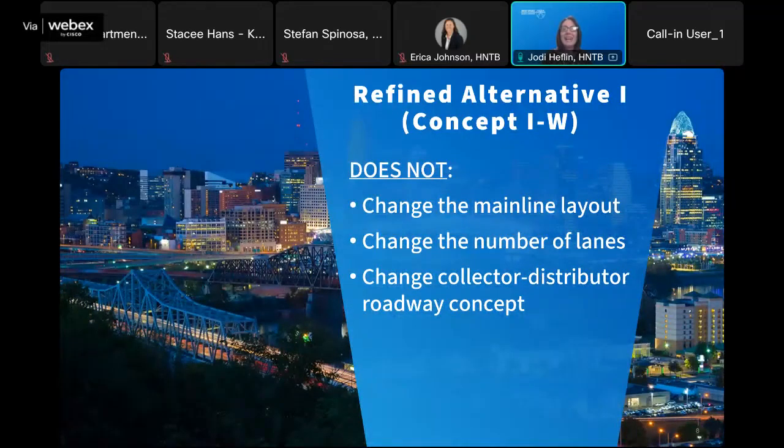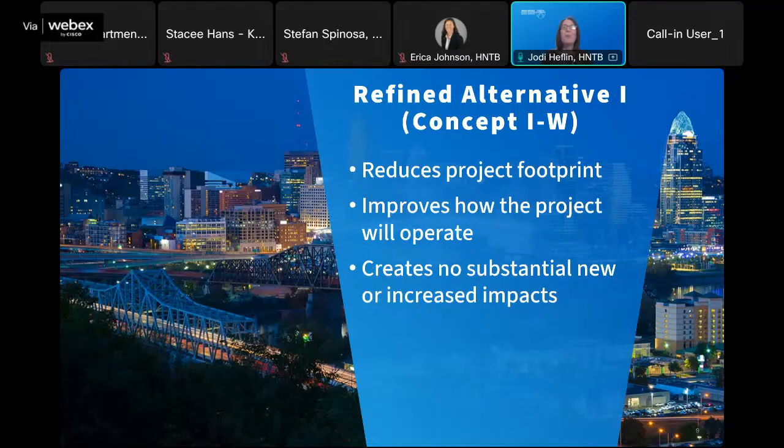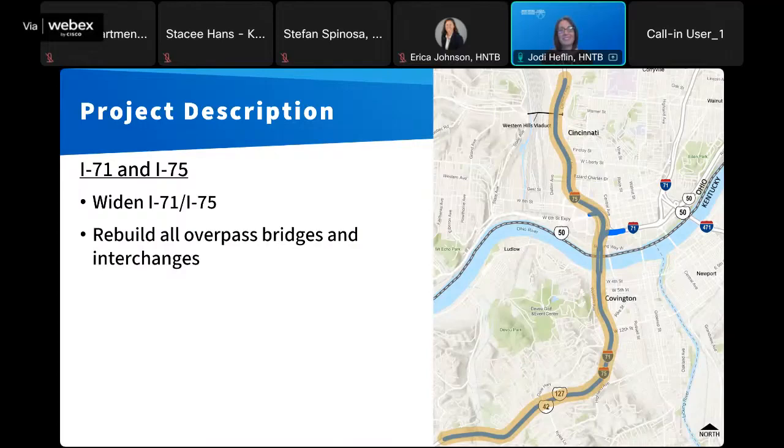Now, there are several key design elements that have not changed since that original environmental approval. Refined Alternative I does not change the layout of the main line highway through the project area. It also doesn't add or change the number of lanes. And it continues to provide a collector-distributor roadway system. And we're going to discuss a little bit more about what that is in just a few slides. What Refined Alternative I does do is it reduces the project footprint and therefore its impacts. It improves how the project will operate, and it does all of that without creating any substantial new or increased impacts.